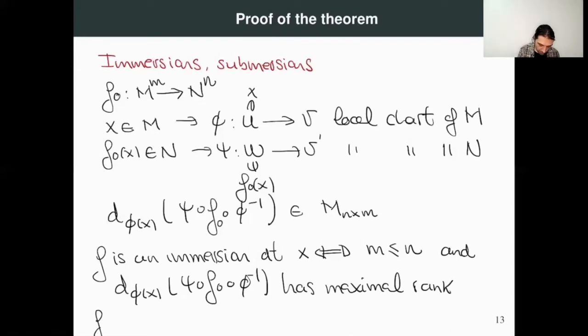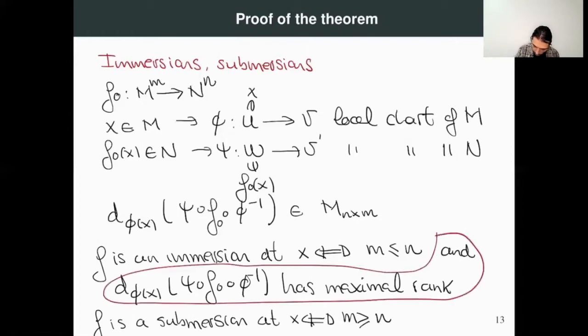But being a submersion has a similar characterization. F is a submersion at the point x if and only if m is greater or equal than n, and we have this property over here. So essentially, both properties can be characterized in terms of the properties of the Jacobian matrix, and the property is that the Jacobian matrix at the point phi(x) has maximal rank.